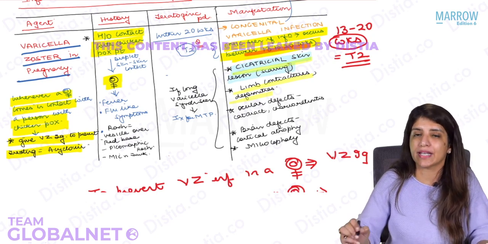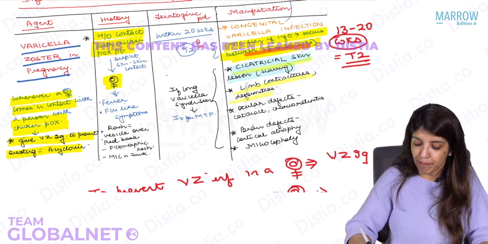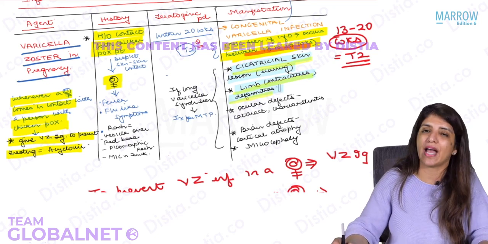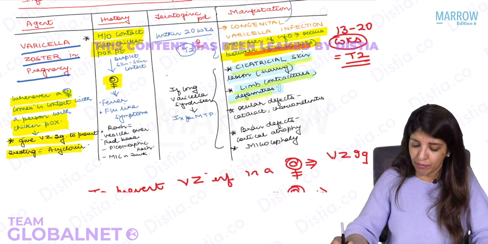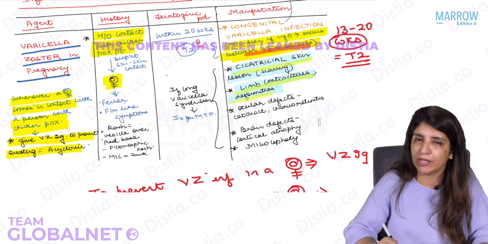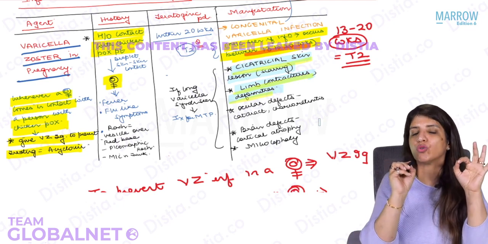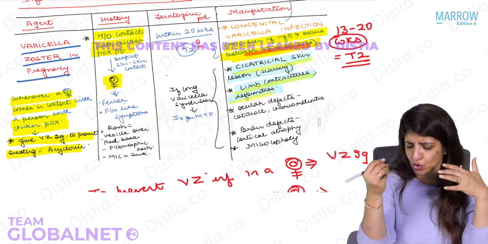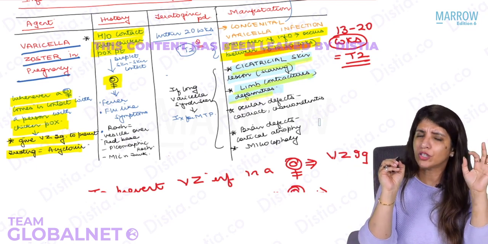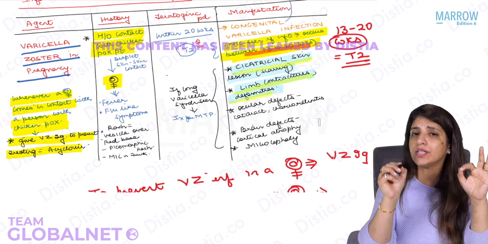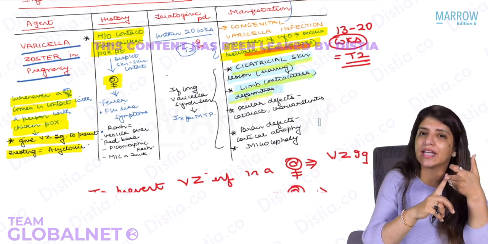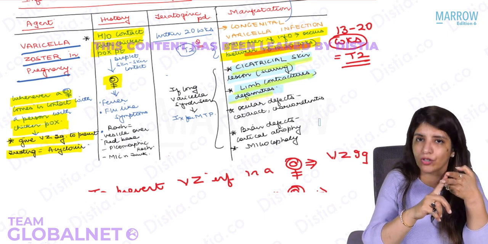There are going to be cicatricial skin lesions, plus there will be limb deformities like contractures in the limb, ocular deformities, then brain defects and microcephaly. The important point in congenital varicella syndrome is not brain deformity, it is not ocular defect. What is important is your skin lesions, cicatricial skin lesions and limb contractures.